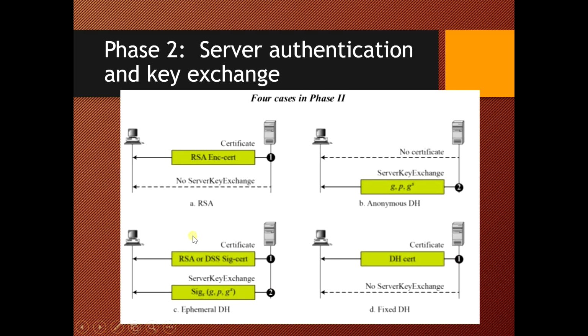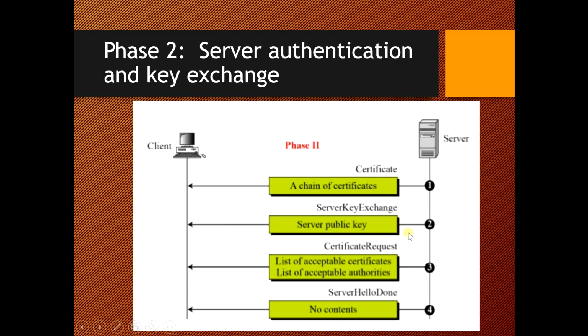So if you look at the initial diagram, that is this one, a chain of certificates will be sent by the server to the client. The server public key is shared, especially when you go for the server key exchanges. Then the certificate request message is sent, which consists of the two parameters, the type of the certificate and the certificate authorities. And finally the server hello done message will be sent, which does not contain any content. It's just an indication to tell the client that the server has completed the server hello.